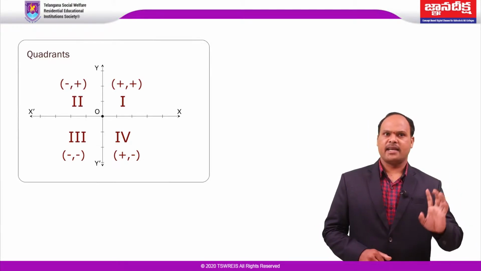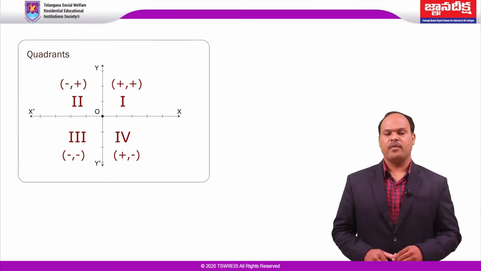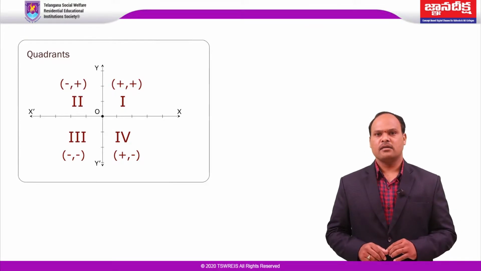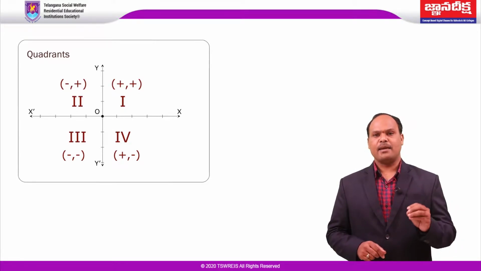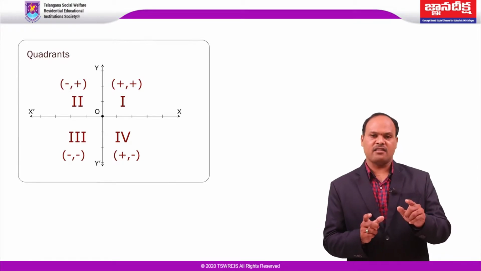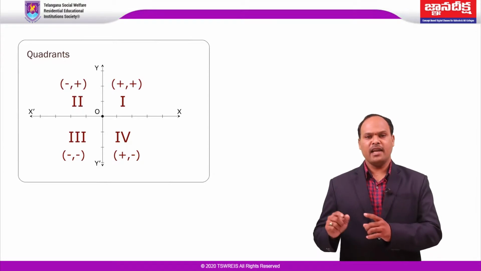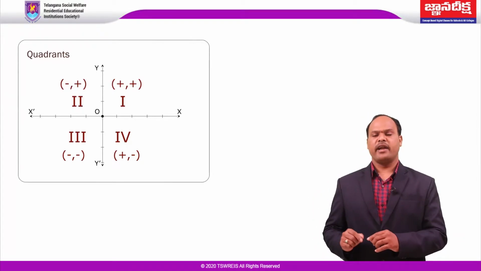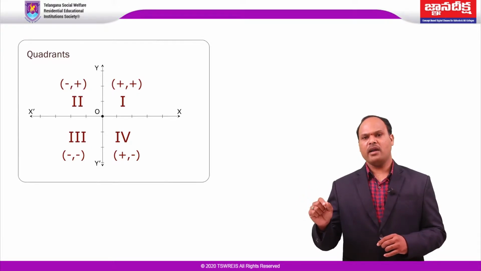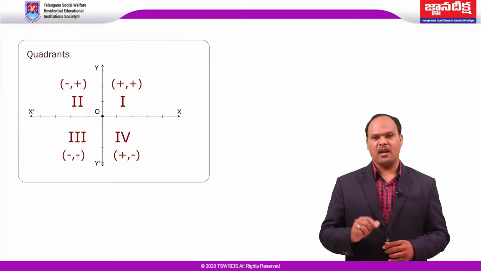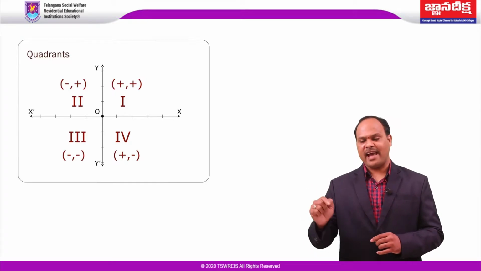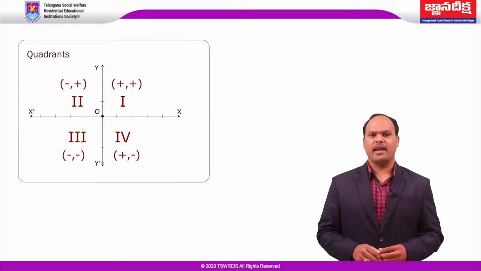Coming to quadrant 3. This quadrant 3 is bounded by negative x-axis and negative y-axis. So every point in quadrant 3 represents an ordered pair having the sign (−, −). These axes also do not belong to the quadrant. Finally, quadrant 4, which is bounded by the positive x-axis and negative y-axis. So every point in quadrant 4 represents an ordered pair having the sign (+, −), and these axes also do not belong to the quadrant.